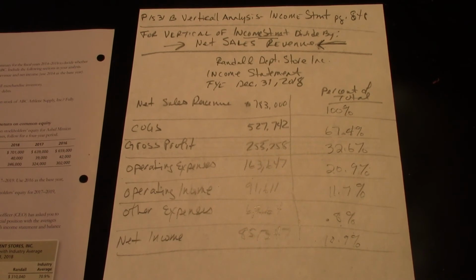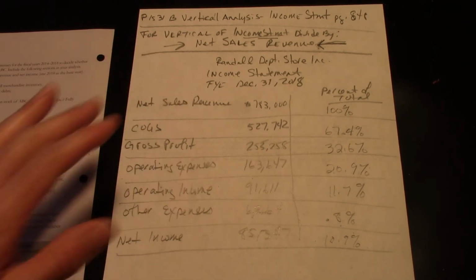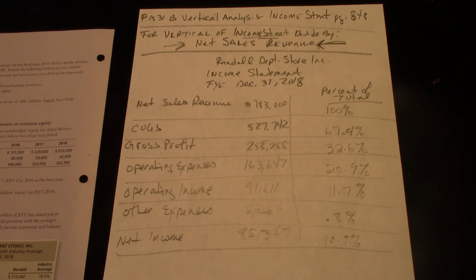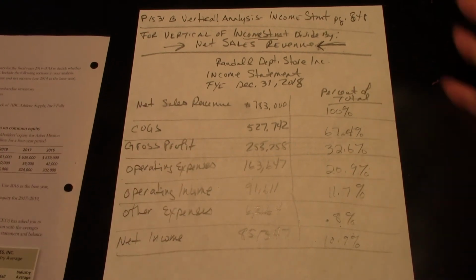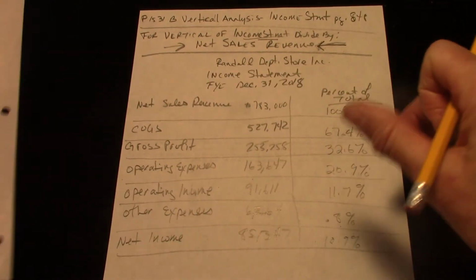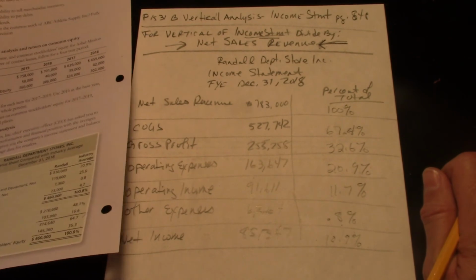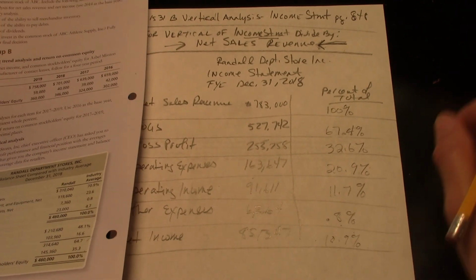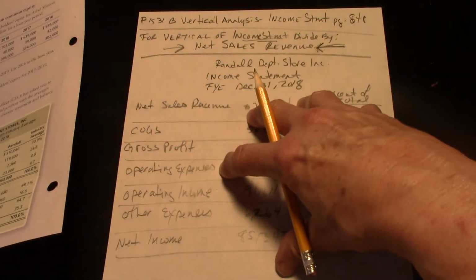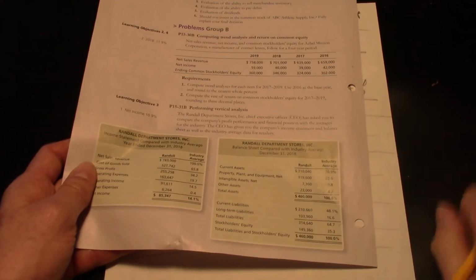So you might want to look for somebody else to invest in who's more in line with or even better than the industry average. But that's what we do with this. We are able to strip out the size so we can compare our company to other years, other companies, other industries. All right. Next video, we will do a vertical analysis, but of a balance sheet.